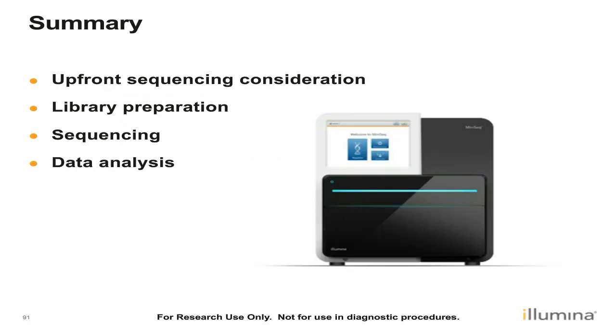Today, we've discussed upfront considerations for sequencing, including recommendations for input nucleic acids, the purpose of library preparation, different methods for library preparation, and how to determine the most appropriate method to use, the sequencing workflow and how to choose the right sequencer for each project, and analysis options and methods. We've discussed resources for learning more about Illumina next generation sequencing and tools to help us plan our sequencing projects.